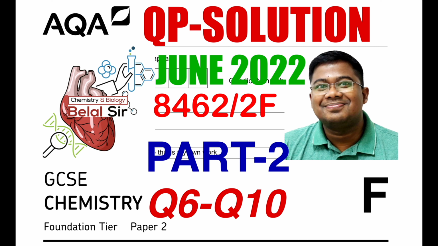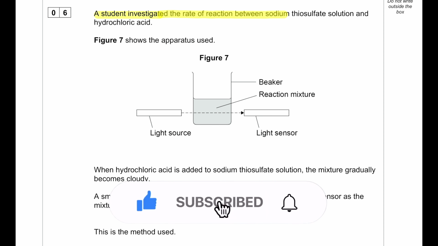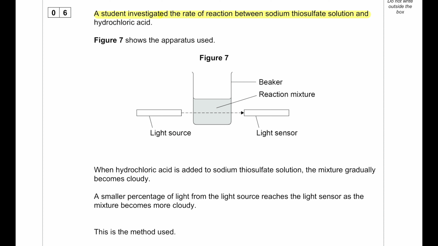Hello everyone, today we're going to be solving AQA GCSE Chemistry Foundation Tier Paper 2. Today we're solving June 2022. This is part 2 of the question paper, where we're going to be solving from question number 6 to question number 10. A student investigated the rate of reaction between sodium thiosulfate solution and hydrochloric acid.